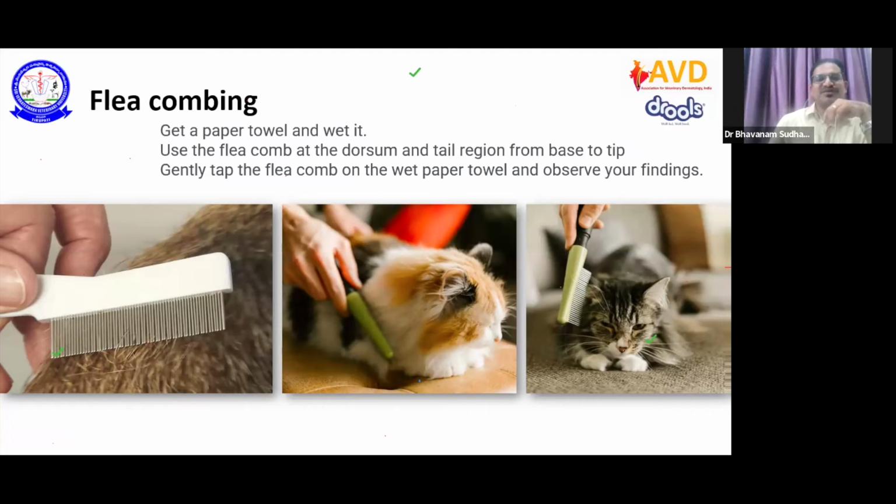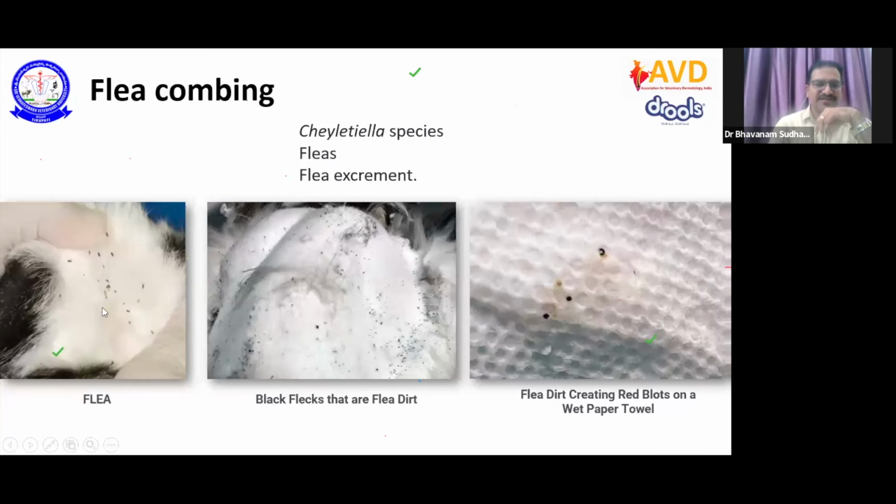Here, what we have to do is take a white colored paper, which needs to be wet, and keep it near the cat's dorsum area. We need to do the combing and collect the dirt material over the paper. When you see fleas directly, we can visualize them here. When you see flea dirt here, we need to keep this dirt material over the wet paper.